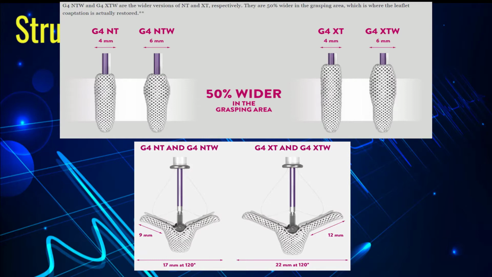So what is being discussed is that the morphology of the leaflets, specifically the lengths and the degree of retraction of the leaflets, can be used to select the type of clip to be used in this clinical operation. For example, the G4 NT and G4 NTW are 4 millimeters and 6 millimeters wider, but the newer versions, that is G4 XT and XTW, have a longer length of the arms. Therefore, longer leaflets can be grasped, and at the same time, retracted leaflets can also be easily grasped in these larger clips.